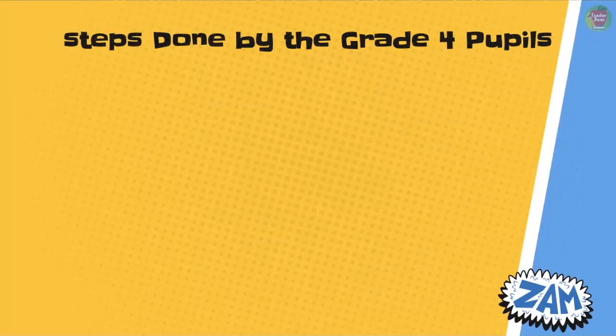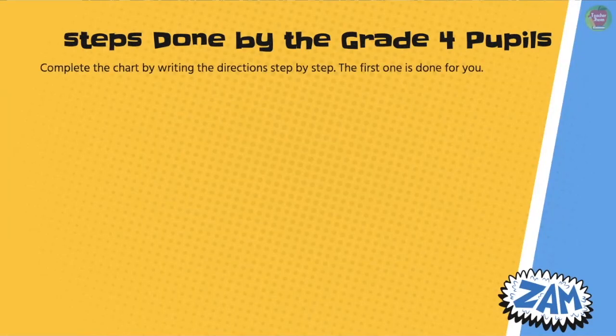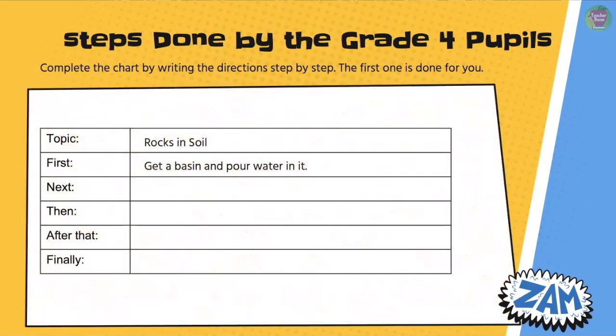Steps done by the grade 4 pupils. Complete the chart by writing the directions step by step. The first one is done for you. Write the topic, first, next, then, after that, and finally. Here are the answers.